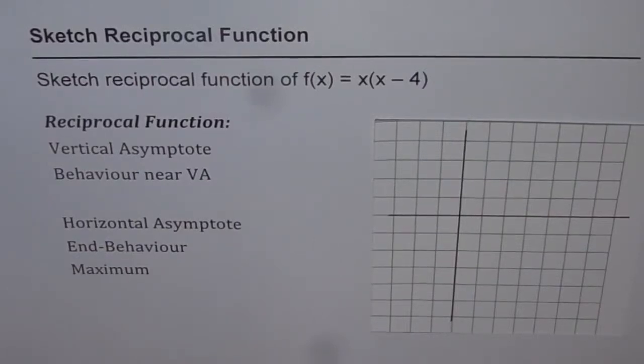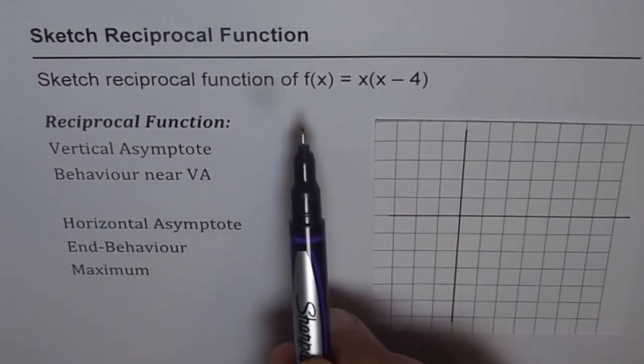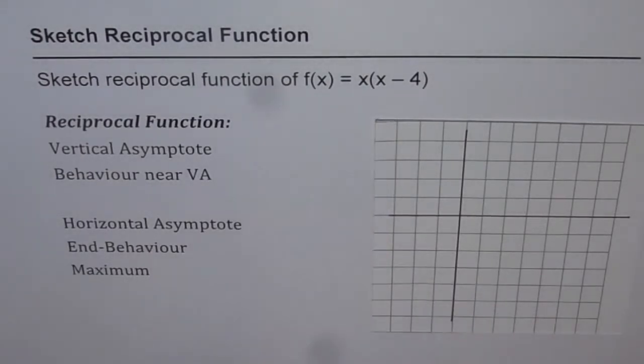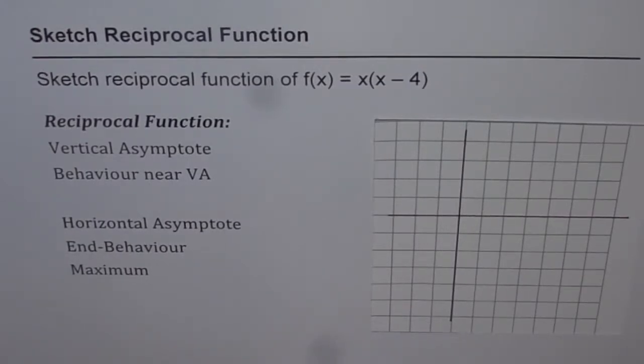Sketch reciprocal function. Now we'll sketch the reciprocal of a quadratic function, whose equation is given to us as f of x equals x times x minus 4. Before sketching the reciprocal function, it would be a good idea to sketch the function itself.